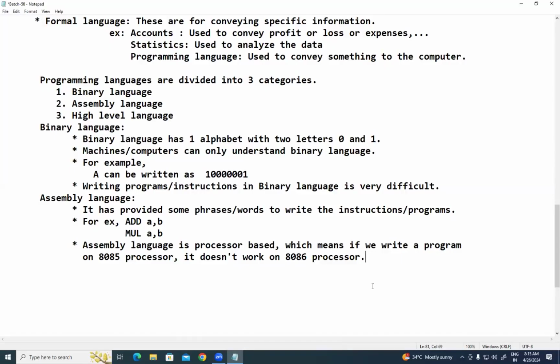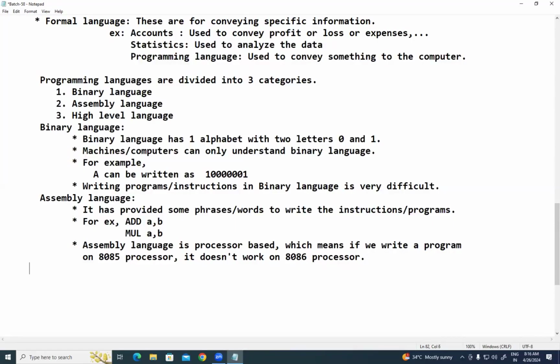Okay. So guys, did you understand why we don't write applications in assembly language? Why don't we write programs in assembly language? Did you guys get the concept? Yes, sir. Okay. Right.